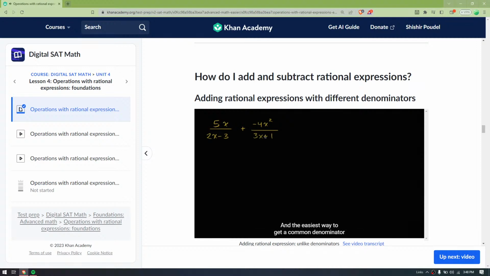And the easiest way to get a common denominator is you can just multiply the two denominators, especially in a case like this where they don't seem to share any factors. Both of these are about as factored as you can get, and they don't share anything in common. And so let's set up a common denominator. So this is going to be equal to something over our common denominator. Let's make it 2x minus 3 times 3x plus 1.